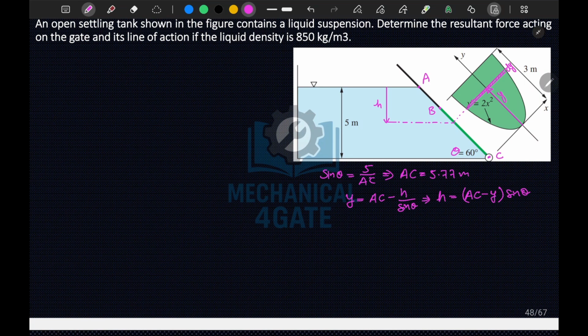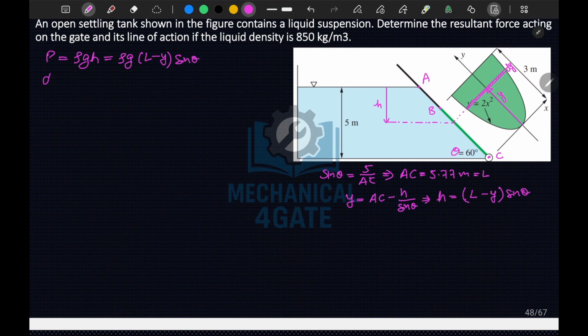Now if we use it here, I can write that my pressure on the elemental area, P, is equal to rho g h, which can be written as rho g times h. h is AC minus y. AC is basically the length of the gate, so I can write L minus y. Not the entire AB portion, the AC sub portion. L minus y times sine theta.